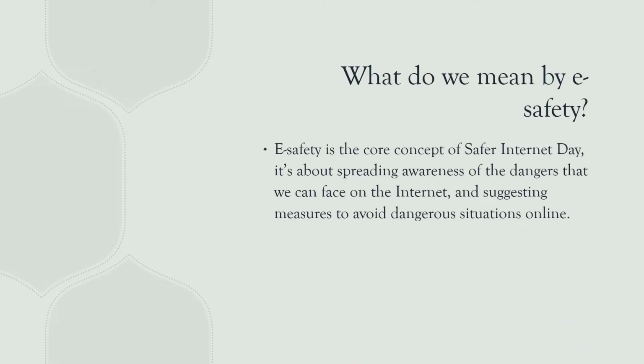So what do we mean by eSafety? eSafety is the core concept of Safer Internet Day. It's about spreading awareness of dangers that we can face online, on the internet, and on social media, and suggesting measures and procedures to avoid getting ourselves into dangerous situations online.